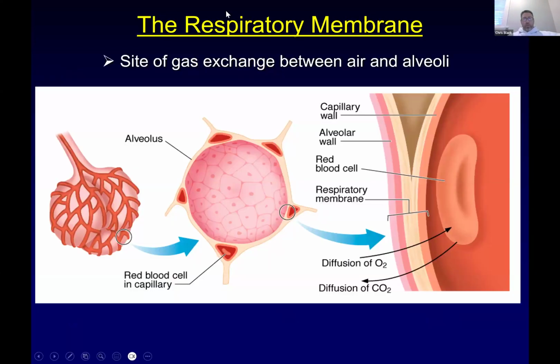So I mentioned this idea of the place where we're going to have the wall of the pulmonary capillaries and the wall of the alveoli. That's going to be this 2-cell layer kind of thick thing.